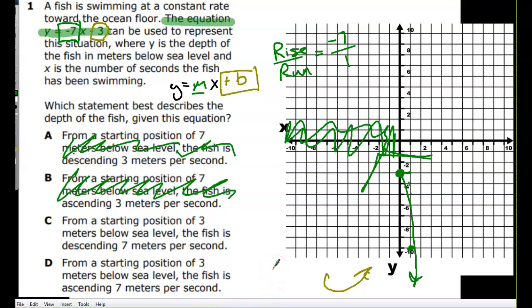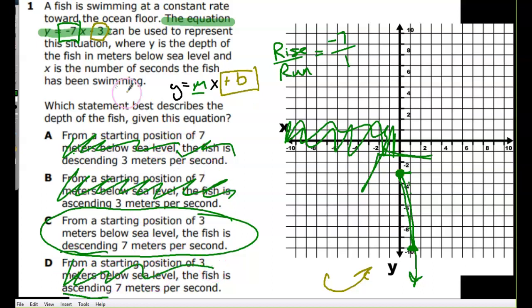Test-taking tip. There will always be two answers that are really, really close. In this case, the words are descending and ascending. That is the only difference between C and D. Well, what does descending mean? Descend. I'm descending in the air. That means I'm going down. The fish is going down. Therefore, C is my answer. And just so that you get a little bit of vocab, ascending would mean going up. Ascension, to rise. Okay? So, test-taking tip and vocab lesson, all in one.